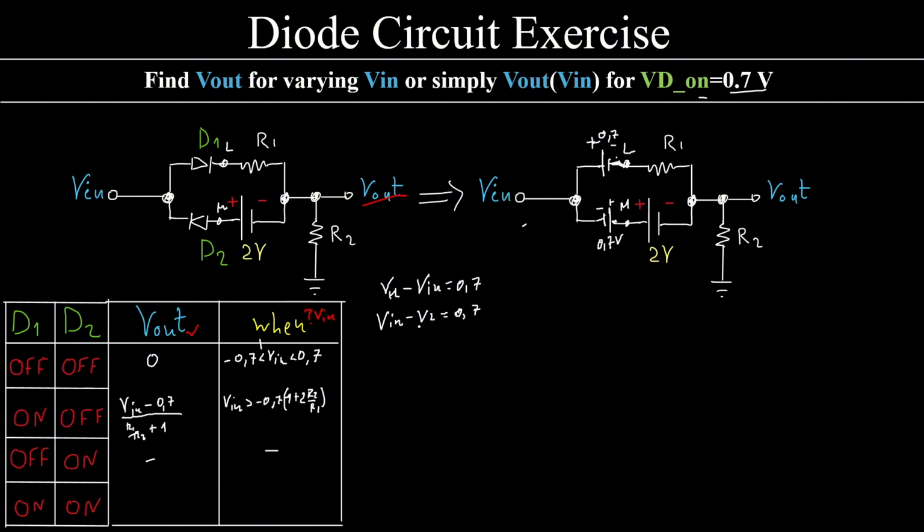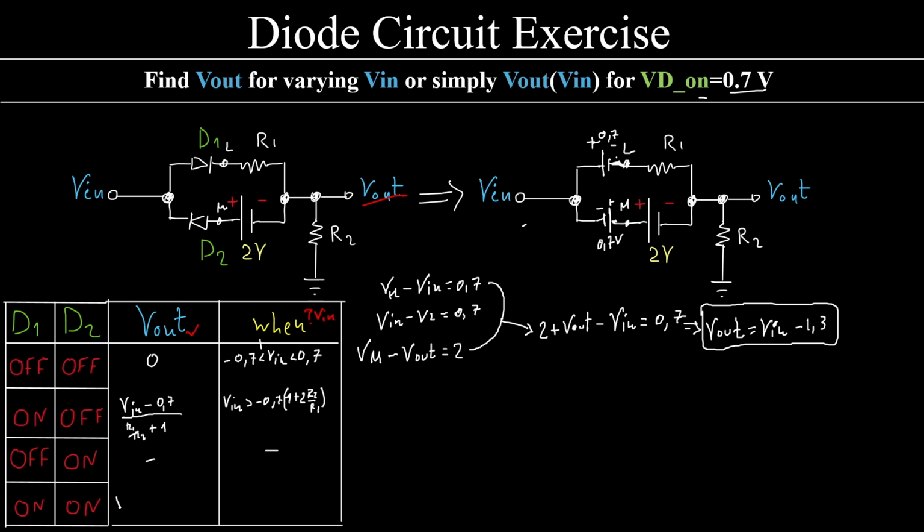Now, I must eliminate Vm and VL from these equations. How much is Vm? Well, working similarly to previously, Vm minus Vout will be equal to 2. Now I'll go ahead and replace this over here, and I have the relationship between Vout and Vin. That means that in that case, Vout will be Vin minus 1.3.